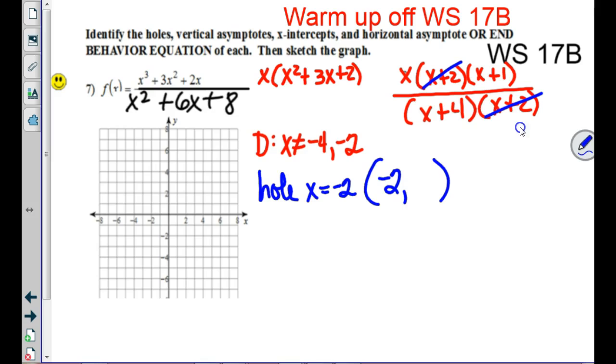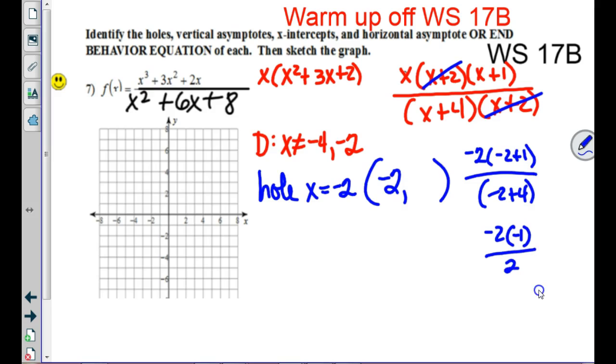But if you divide that out, now when we put the -2 back in, we have -2 here, -2 plus 1, and -2 plus 4 down here. So we'd have a -2 times a -1 over a +2. What's all that become? 1. So at -2, 1, there's a hole.